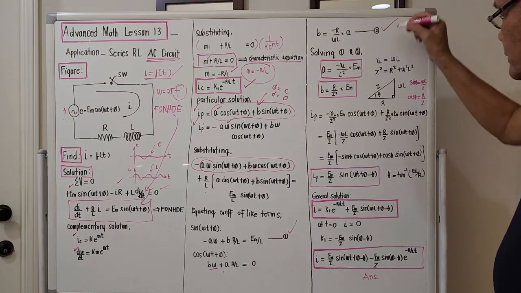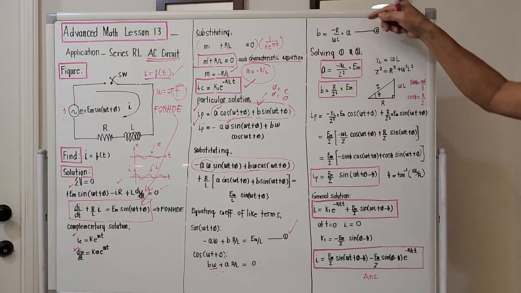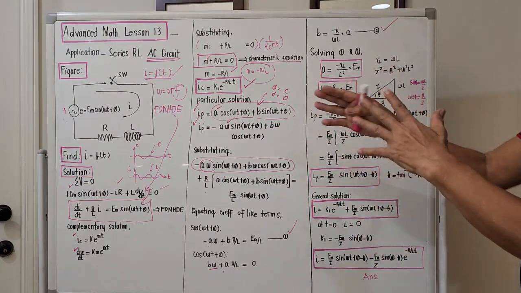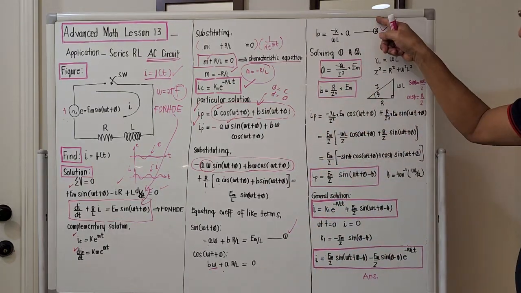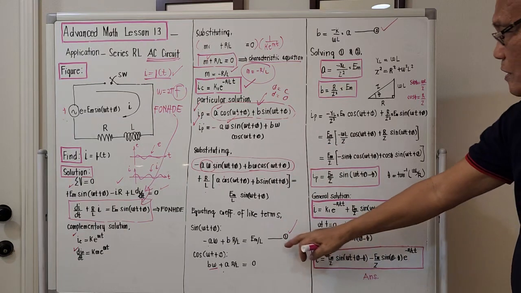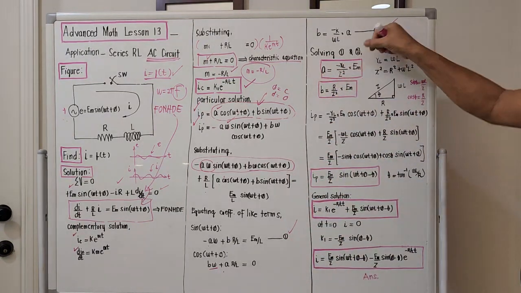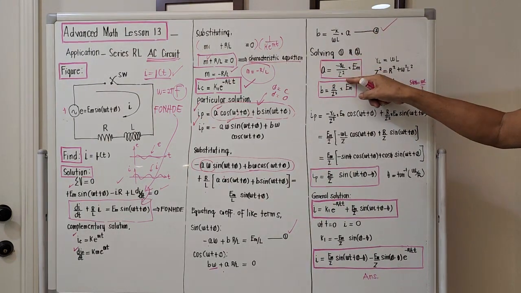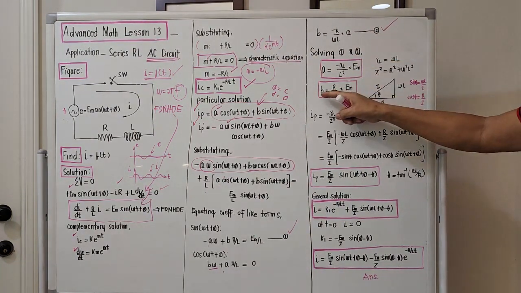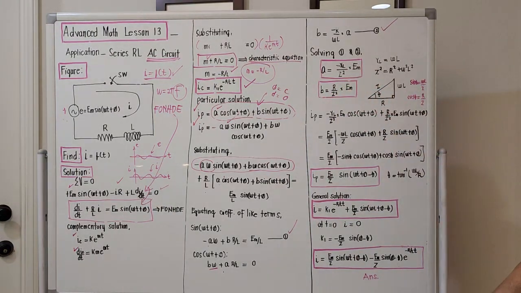Okay, now try to solve equation number 1 and number 2. I won't show you anymore, that's just a linear equation. So if we compute simultaneously equation number 1 and number 2 using our knowledge of algebra, A will be negative X sub L over Z squared times E sub m, and the value of B will be R over Z squared times E sub m.